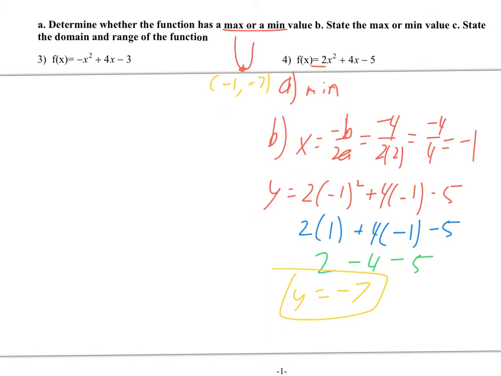Now for domain, I know that the domain is always all real numbers. And for the range, I know that our lowest y value is -7. And it goes up from there. So I'm going to say y is greater than or equal to -7.